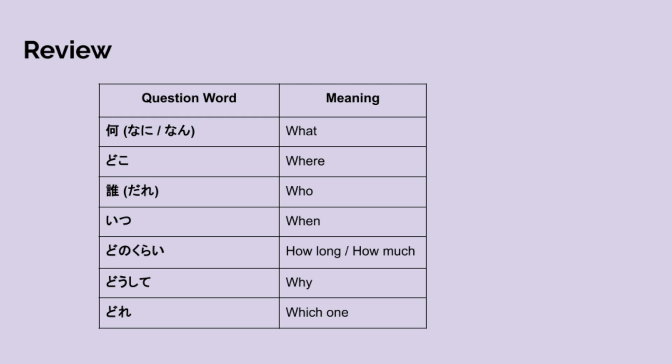Not always, but usually a good rule of thumb is if a consonant comes after, you use nan, and if it's a vowel, you use nani. An example would be Shumatsu wa nani o shimashita ka, meaning what did you do this weekend? Nani o shimashita ka. Usually a particle like o would come after that, so that's why I use nani. Doko is where, dare is who, itsu is when, dono gurai is how long or how much, doshite is why, and dore is which one.